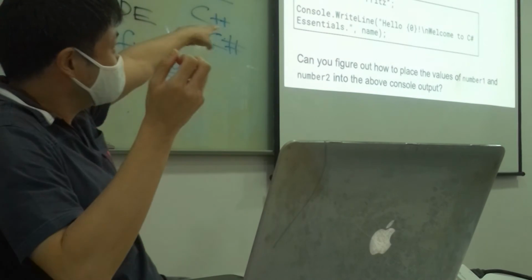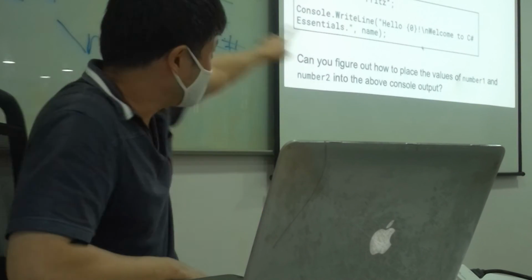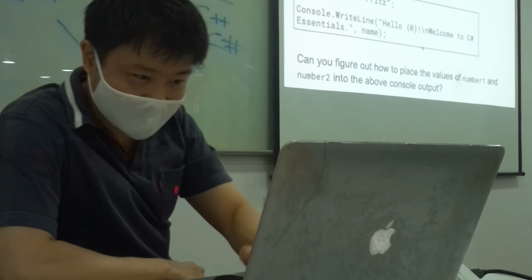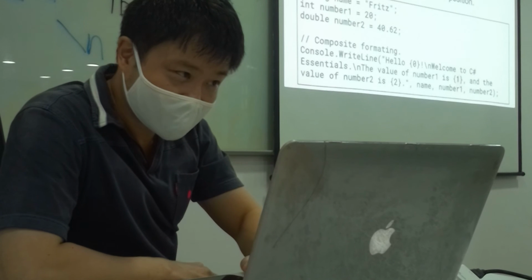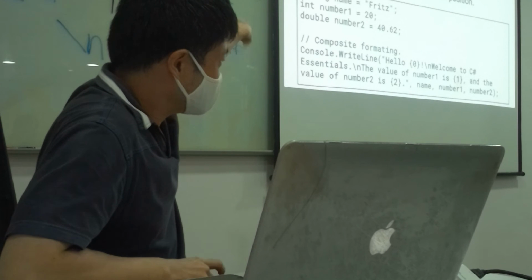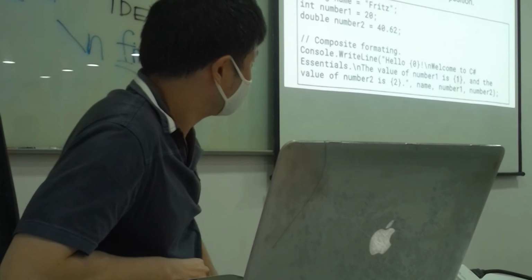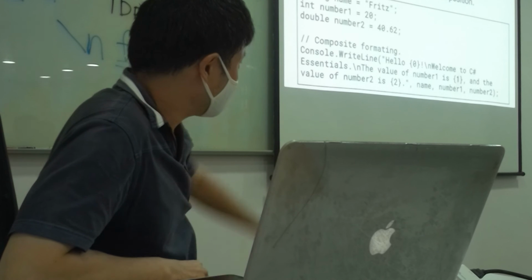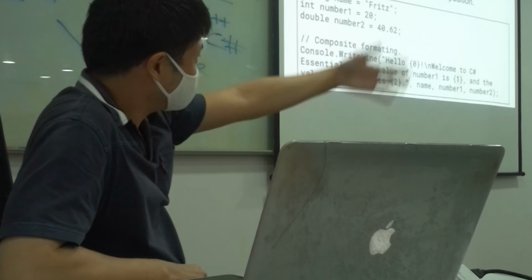Okay, so next is another way to create a string. This is called the composite string method. This is the way that we do it, like what we just did in the code. I put an extra slash in there just to skip a line.